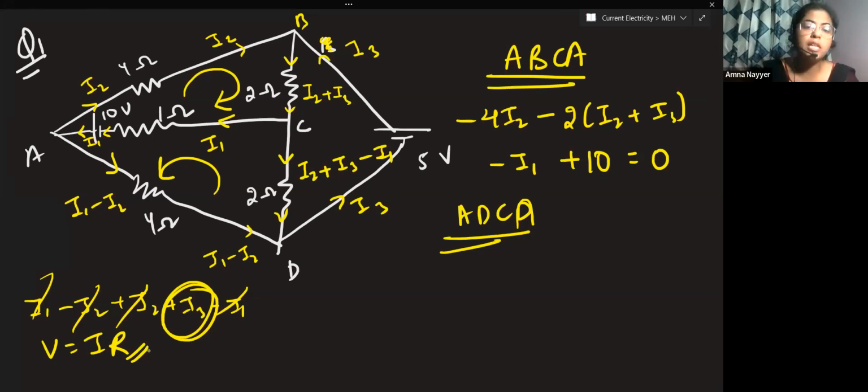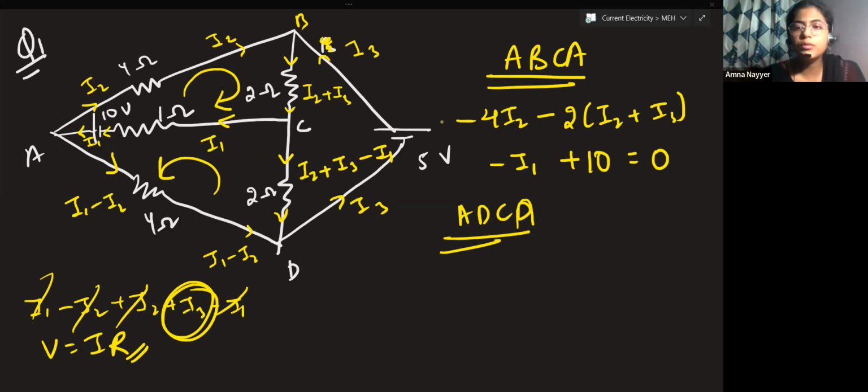Try to unmute yourself and answer, all of you, so that I will know whether you are actually able to understand or not. This is just based on the questions only. If I am moving from A to D, am I moving along the direction of current or opposite?